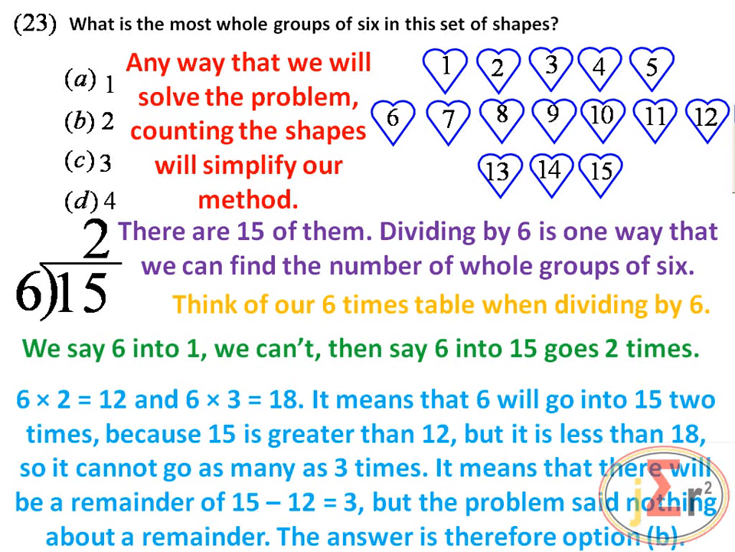It means that there will be a remainder of 15 minus 12, which is 3. But the problem said nothing about a remainder. The correct answer is therefore option B.